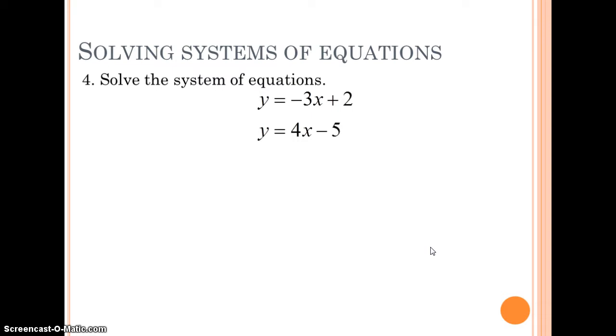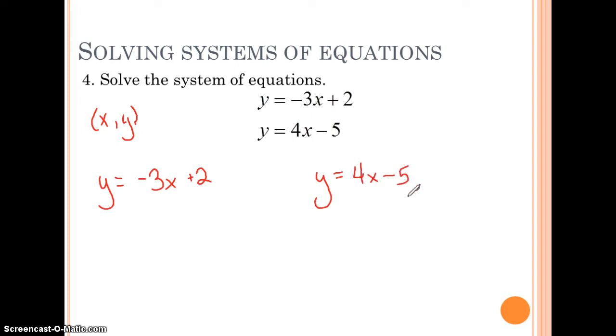Okay, now we're going to be solving systems of equations. In this one, we have to figure out what is our ordered pair. We want to find out what is the x and what is the y. We do that by plugging in. Oh, wait, we don't have anything to plug in. However, we do know that y equals negative 3x plus 2. We also know that y equals 4x minus 5.